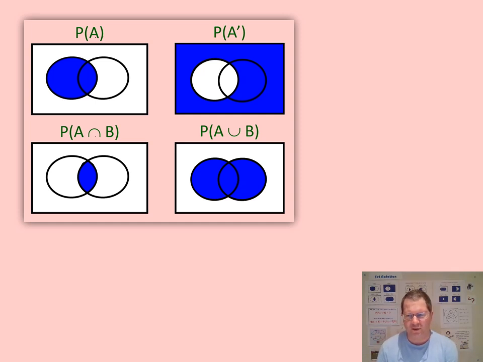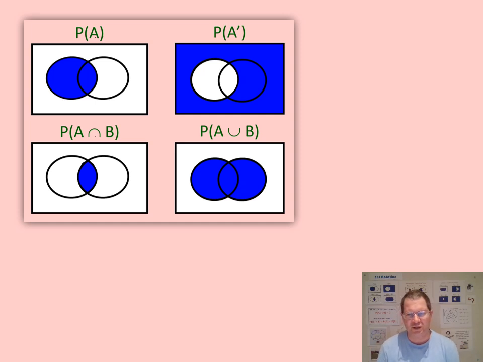They're not circles, but I'll be calling them circles. So imagine we've got two circles, A and B, A on the left with B on the right. So the probability of A is everything inside the A circle, including the intersection. Top right, we've got the probability of not A. That's what the apostrophe means. So that's everything else that isn't A that is coloured in.